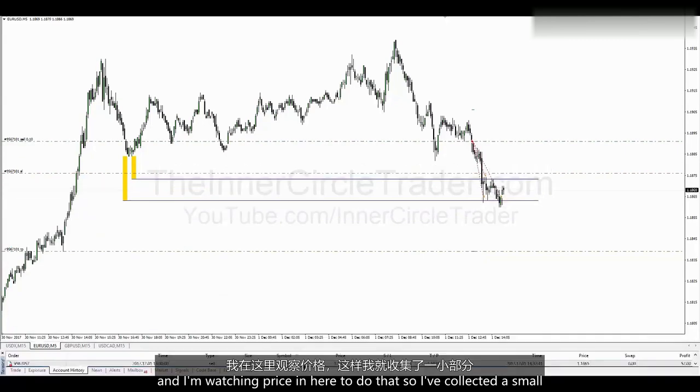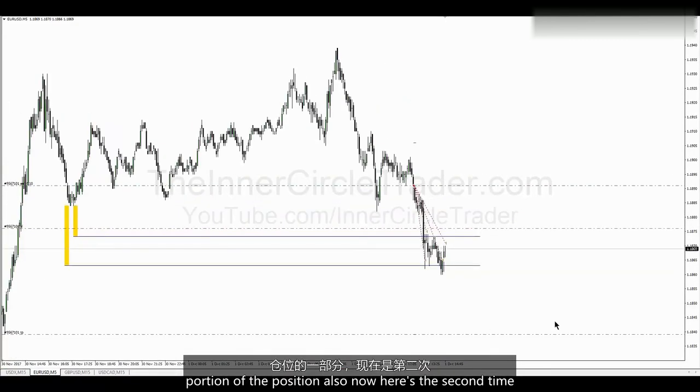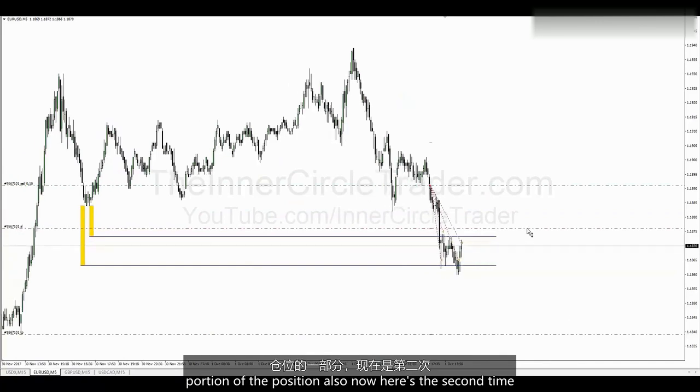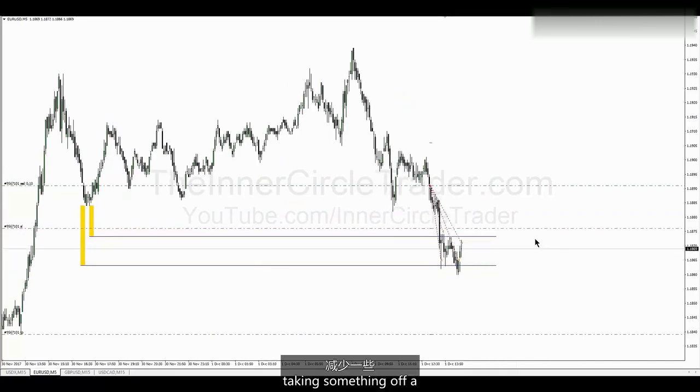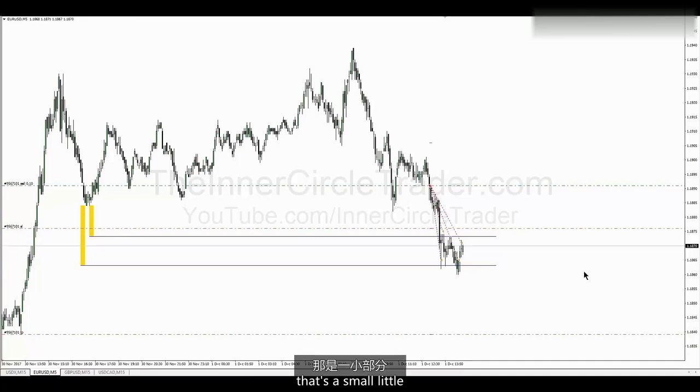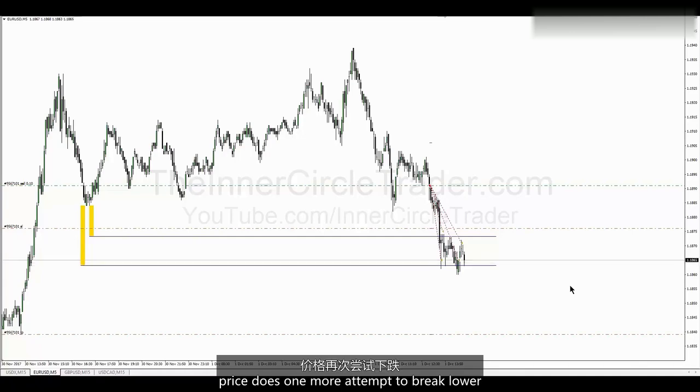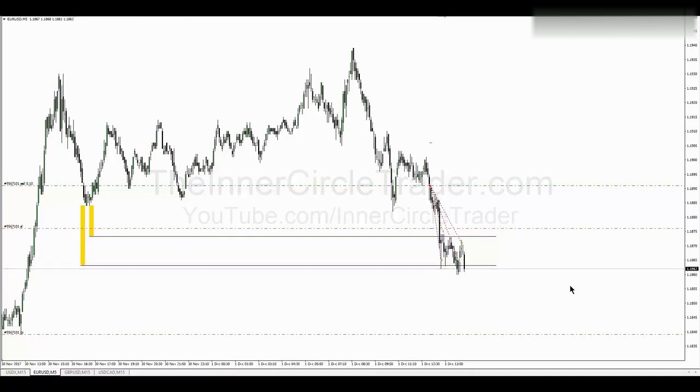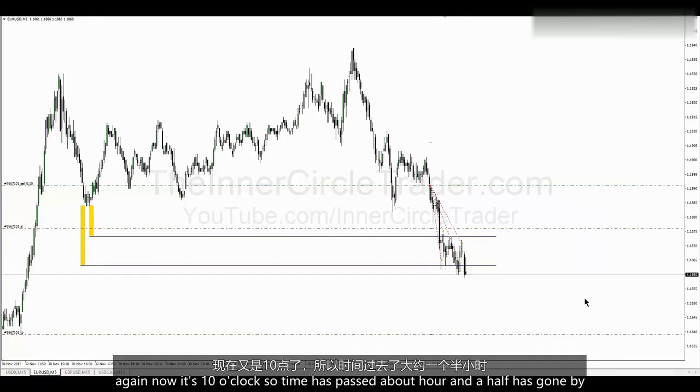So I've collected a small portion of the position also. Now here's the second time taking something off. So a very small portion of the original 3 standard lots on. Now it's a small little fragment of the position. Price does one more attempt to break lower. Again, now it's 10 o'clock, so time has passed. About an hour and a half has gone by.